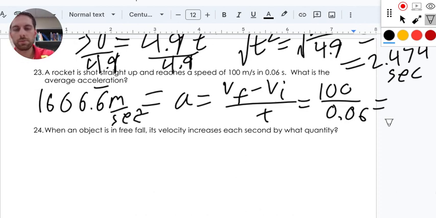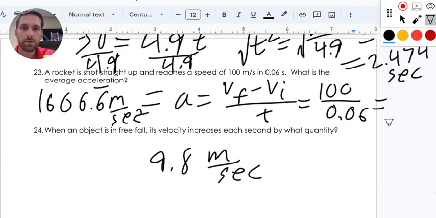Alright, this one is going to be 9.8. You can have positive and negative here, but it's just 9.8 velocity because for every second it falls, it gains 9.8 meters per second. Alright, that's it.